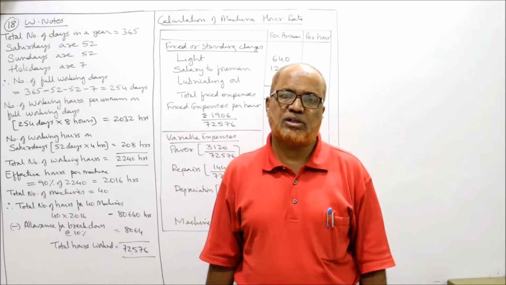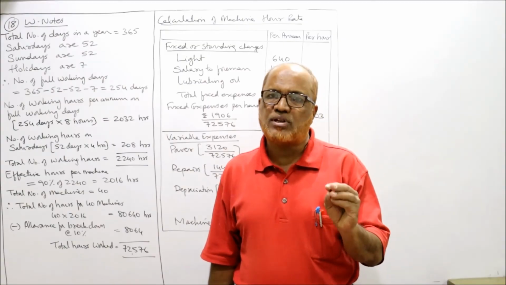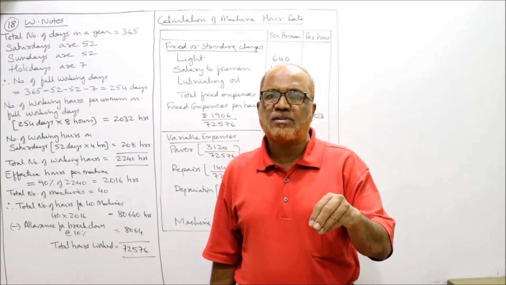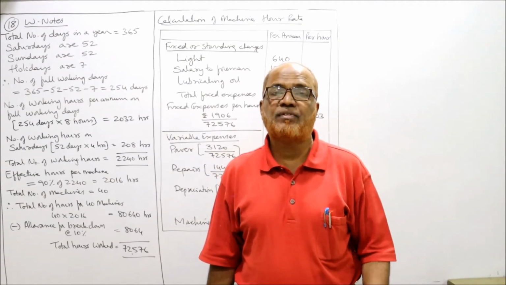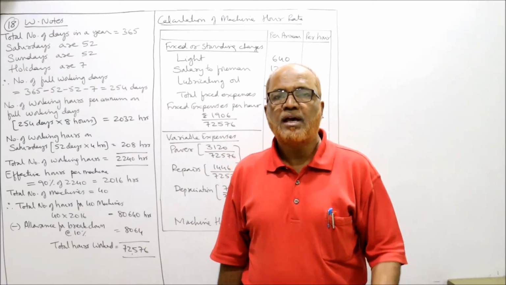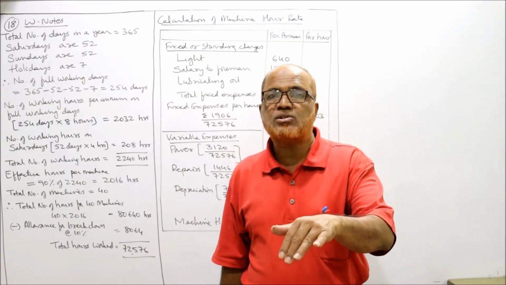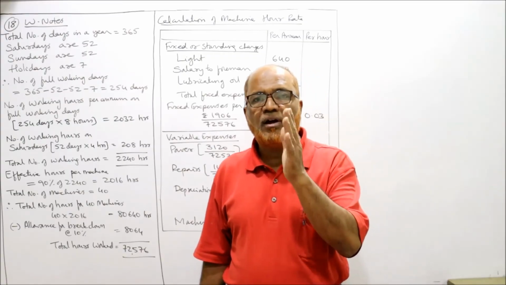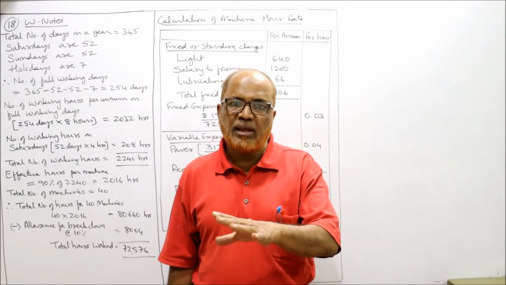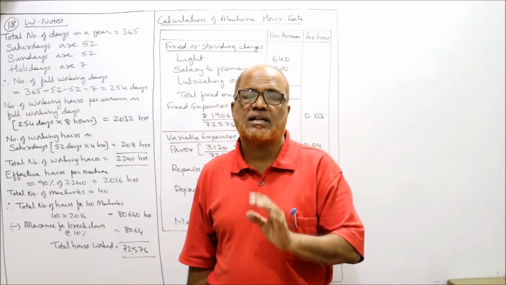hours for 40 machines. So year consists of 365 days. Out of 365 days, we remove Sundays. 52 Sundays we remove, we deduct. 7 holidays we deduct. And 52 Saturdays also we deduct, because Saturday we have to take only 4 hours. Remaining full working day we have to take 8 hours.